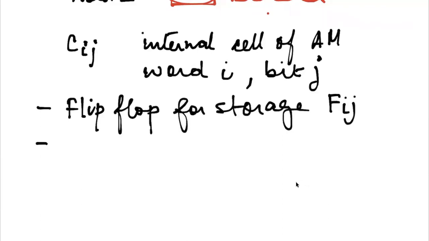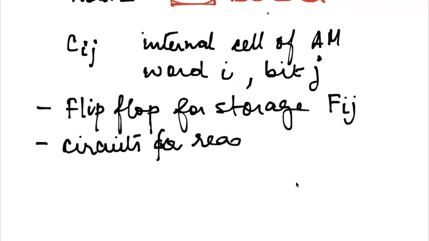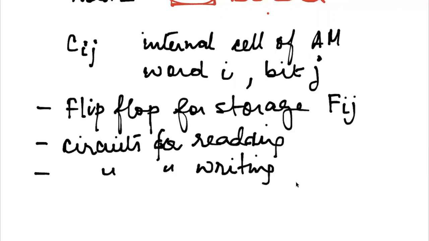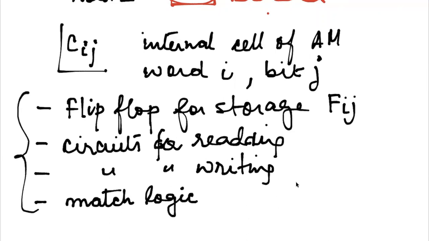Okay. Then there are circuits for reading. Then there are circuits for writing. Okay. And then there is the match logic. These are the things which are there in each cell of your associative memory. So the input bit will be transferred to this cell. Okay, because it's a flip-flop, you can store it there, and that is going to happen in a write operation. And then when you are trying to read the contents of a cell, this bit will be given out as the output.